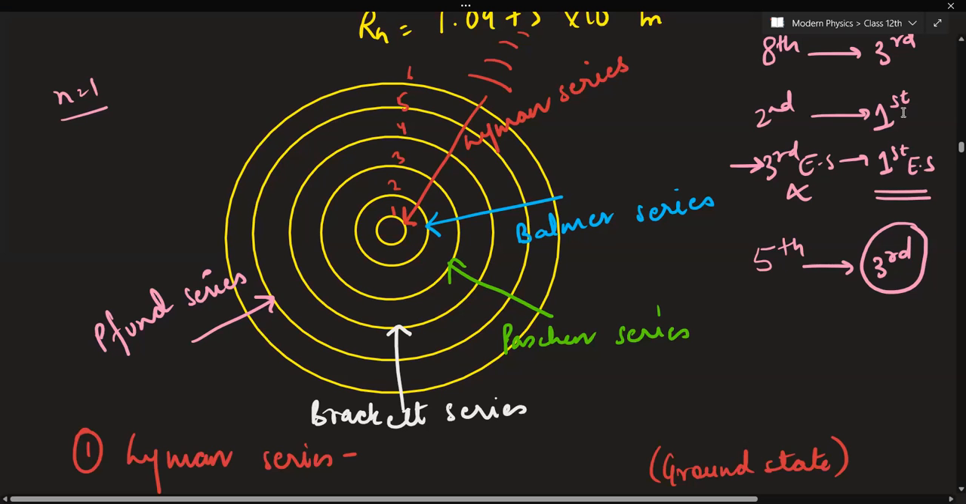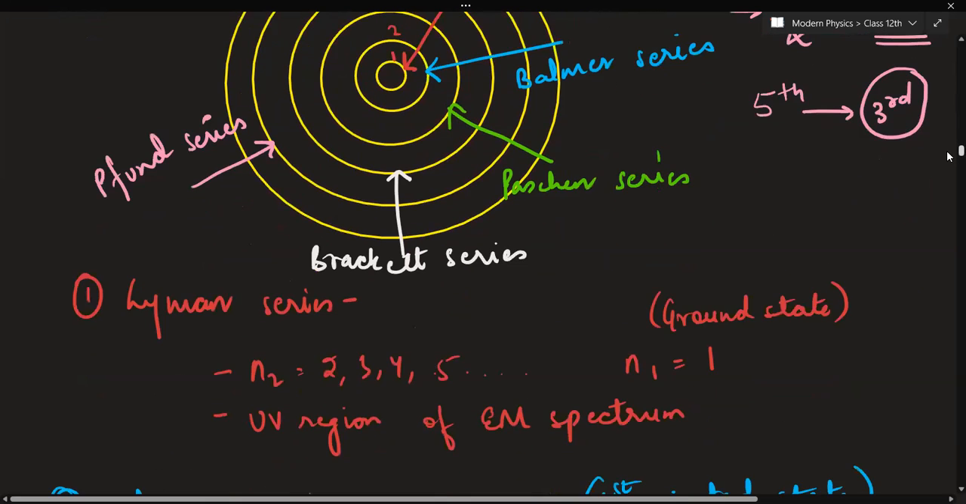Now let's see Lyman in detail. For the Lyman series, in Rydberg's formula, N2 was there, N1 was there. N2 is the higher orbit, which can be any orbit: it can be 2, 3, 4, 5, any number. But N1 is fixed, and that is 1 for the Lyman series, because the electron is coming from the second, third, fourth, fifth, sixth, any of these, back to the first state.